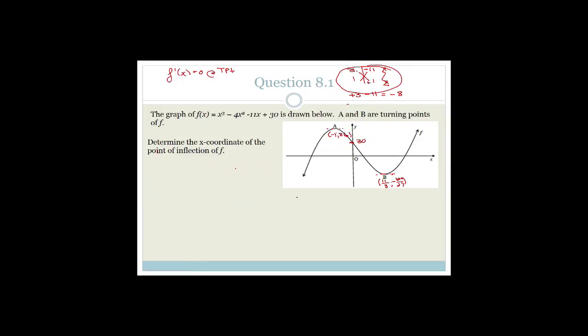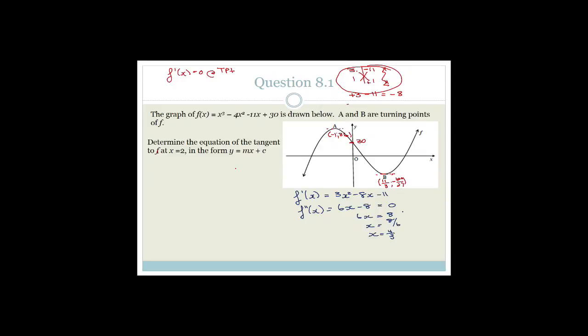So, we know, let's write it here, f dashed of x is equal to 3x squared minus 8x minus 11. f double dashed of x is equal to 6x minus 8. And wherever that is equal to 0, that is going to be the x coordinate of the point of inflection. So we're going to let that equal 0. Therefore, 6x equals 8. Therefore, x is equal to 8 over 6, so x is equal to 4 over 3, or 1 and a third. Okay, happy with that. Let's move on.